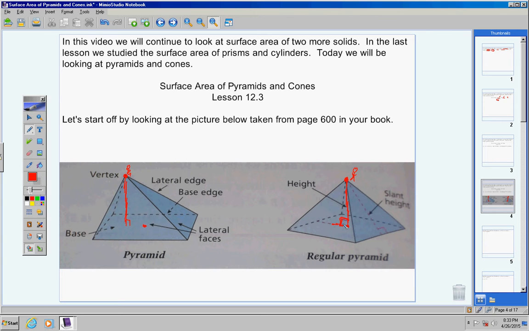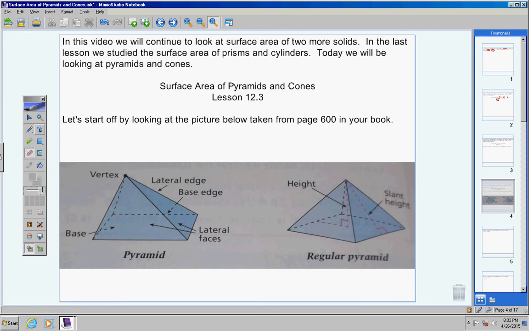As long as the pyramid's not built on a hill or something. But this point here will be right above the center of your base, okay? So, do you see the difference between a regular pyramid and a pyramid? A regular pyramid has the vertex right above the center of the base, and the other pyramids do not. Now, take some good notes. If I'm going too fast, have the supervising teacher pause the video, whatever you need to do.